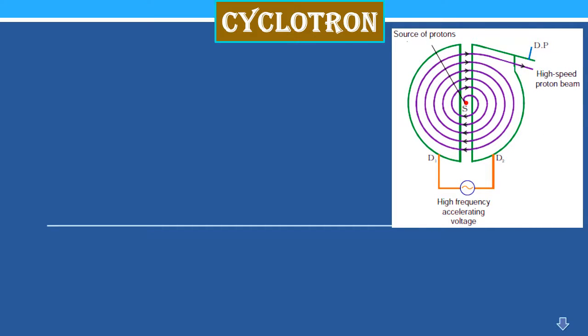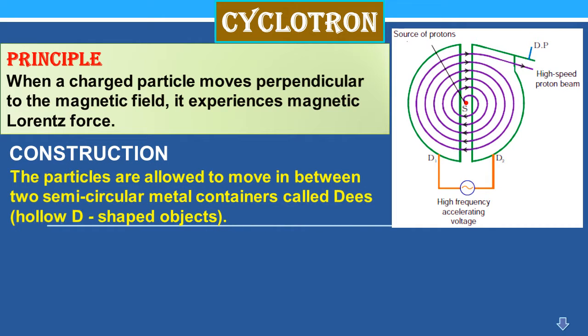First of all, let's see the principle of this cyclotron. When a charged particle moves perpendicular to the magnetic field, as you can see here, it experiences a Lorentz force, which you learned about in the last class. Now let's move to the construction of the cyclotron.